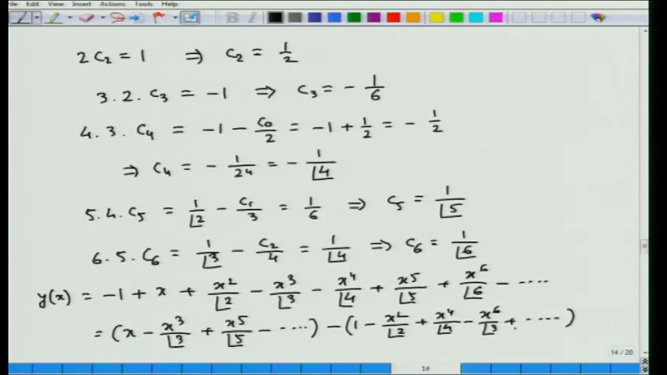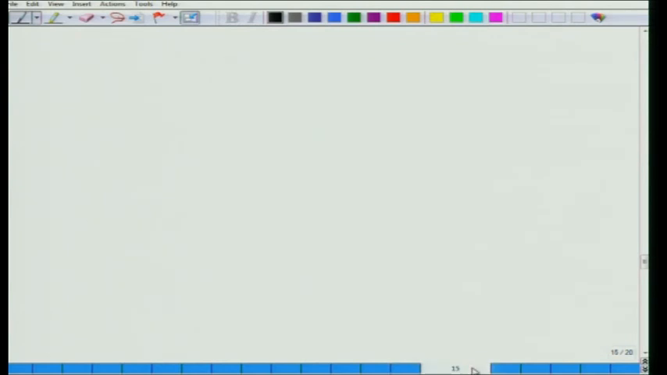So, then you can see the first one is the Taylor series expansion for sin x, and the second one is the Taylor series expansion for cos x, and hence the given problem has the solution y(x) equal to sin x minus cos x.